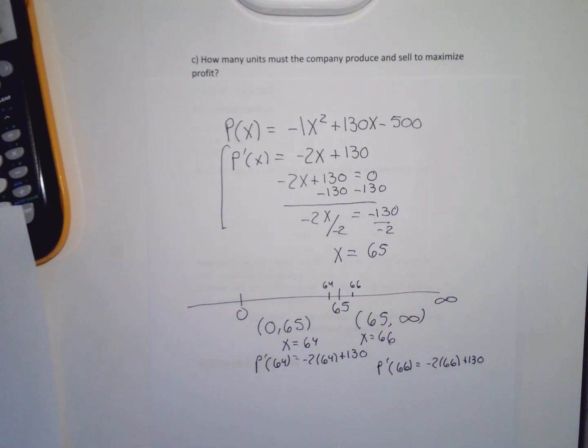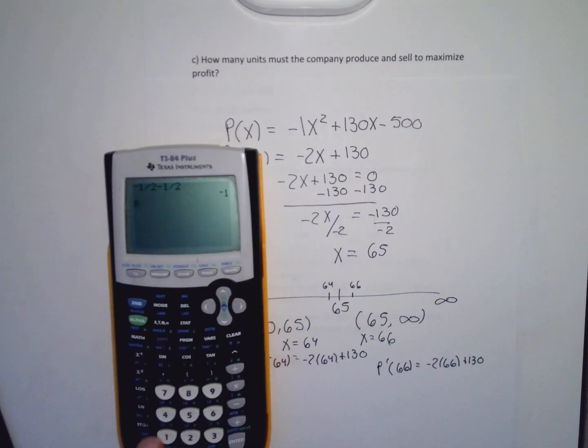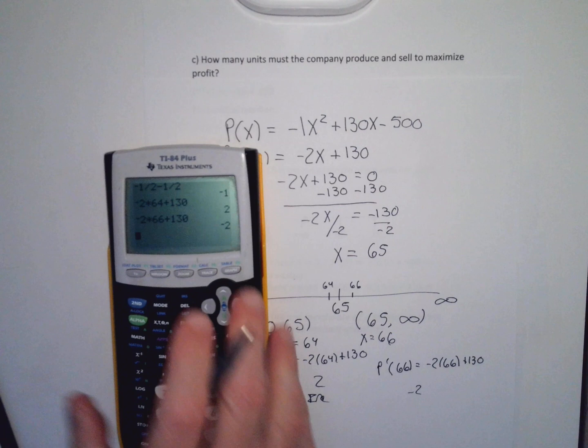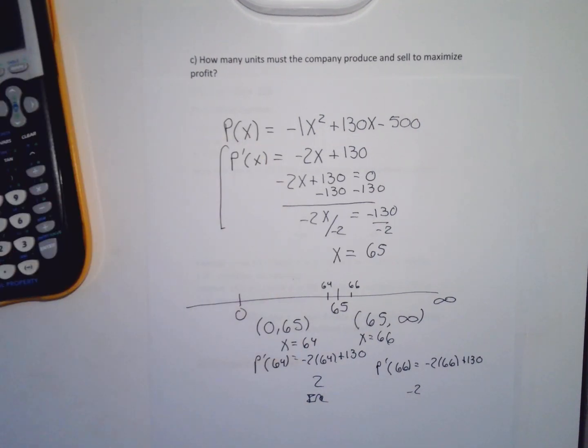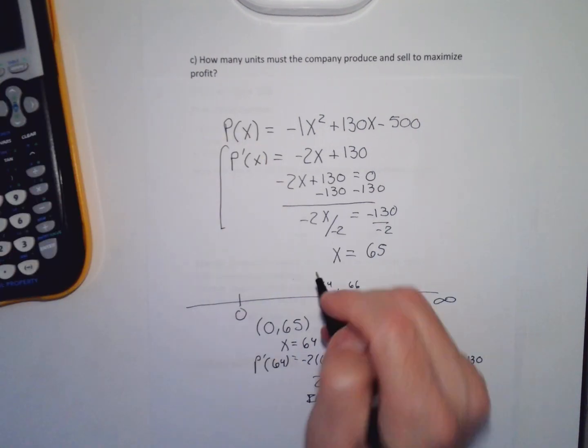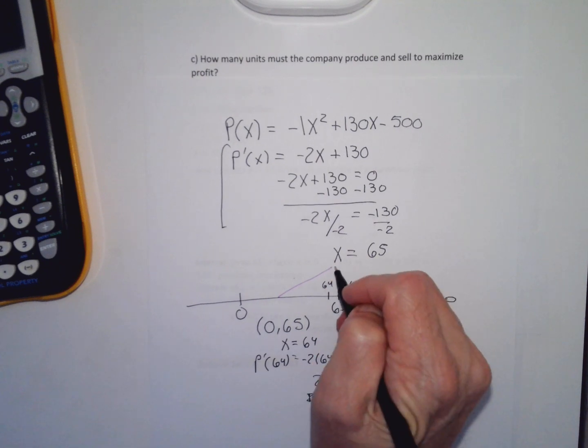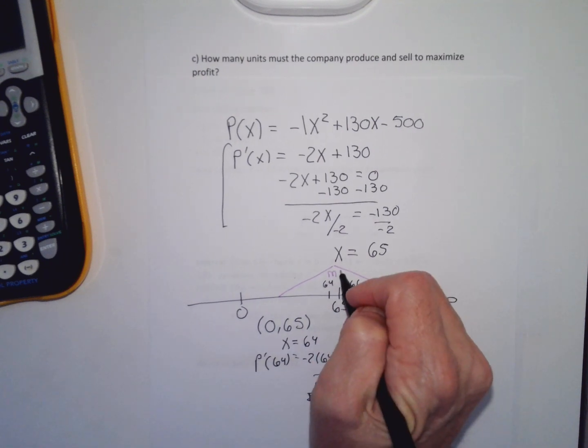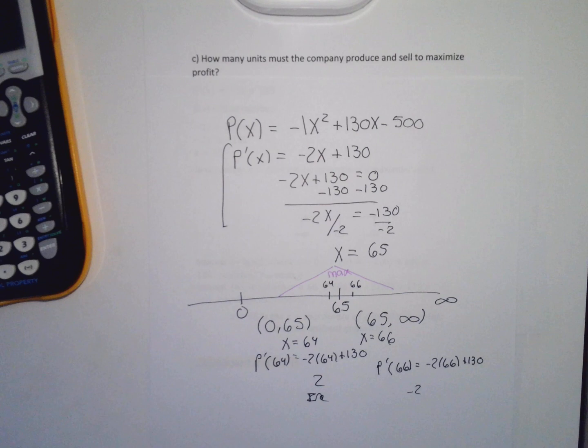First one, negative 2 times 64 plus 130 gives me 2. So the graph is increasing. And in the second one, negative 2 times 66 plus 130, I get negative 2, so the graph is decreasing. This is good because now I know that I have a maximum point because the graph goes from increasing to decreasing, so that x equal to 65 is a maximum point. It's the number of units that are going to give the maximum profit.